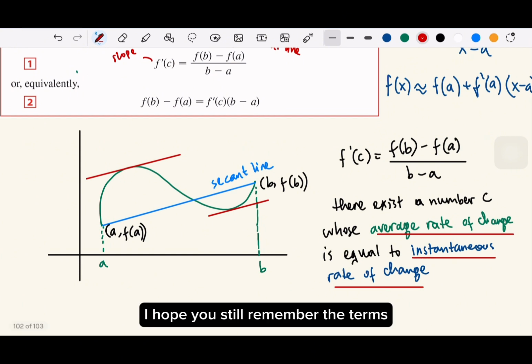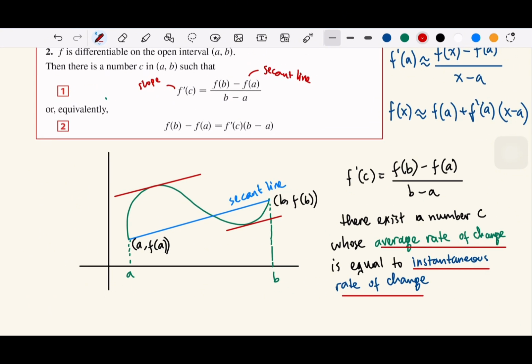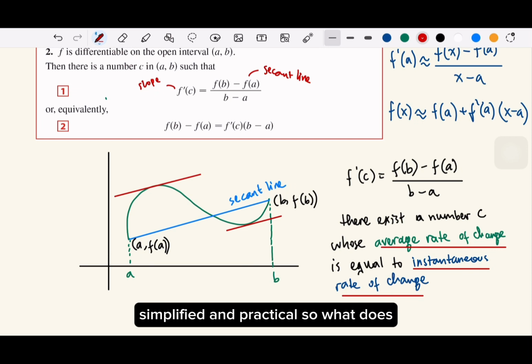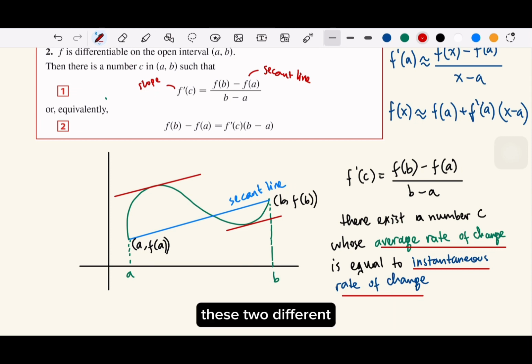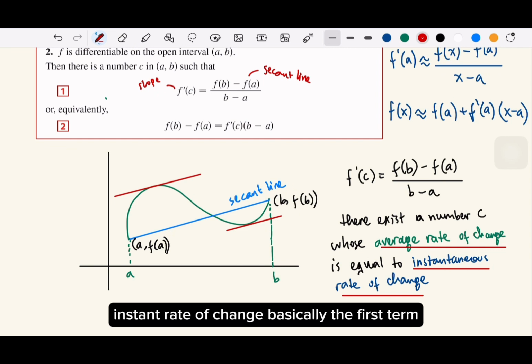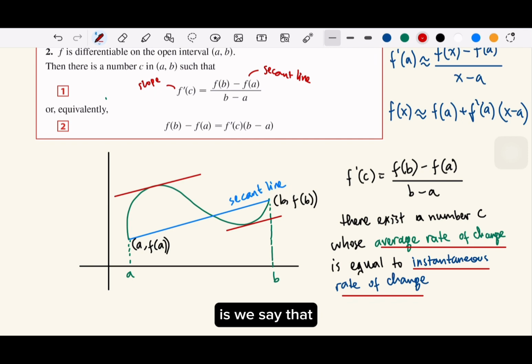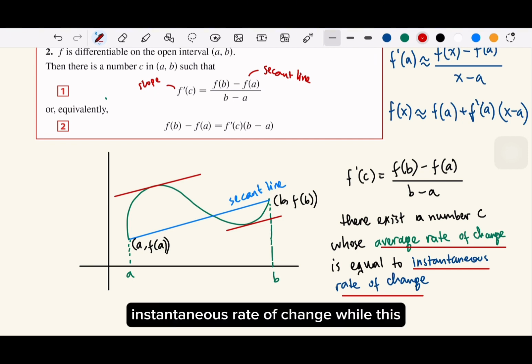I hope you still remember the terms. I'm trying to make it more simplified and practical. So what do these two different forms or structures mean? We get the idea that when we release the ball, it's going down, and we would like to know the instant velocity or the instant rate of change, which is basically the first derivative. This one is our instantaneous rate of change.